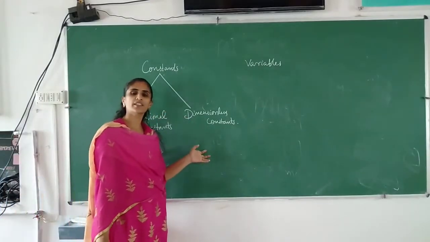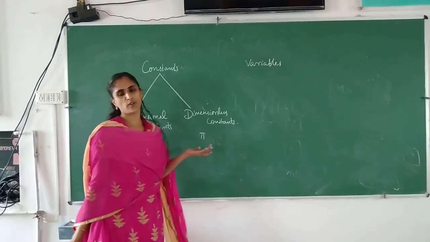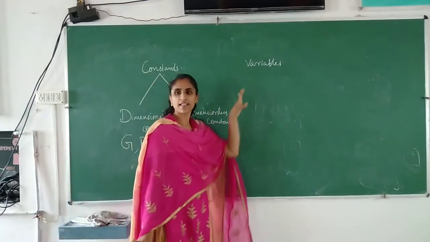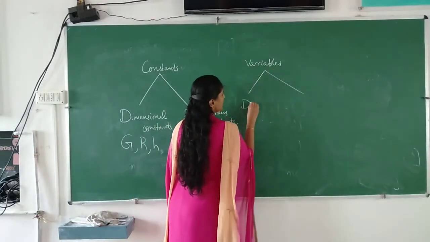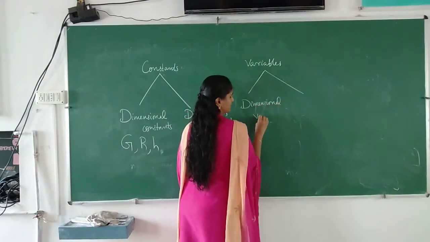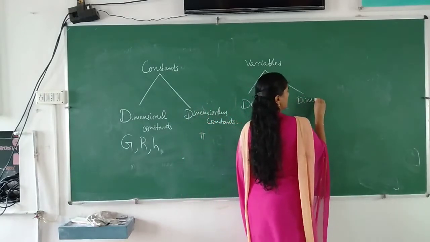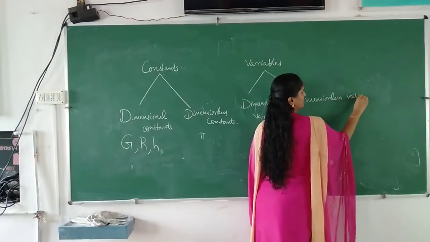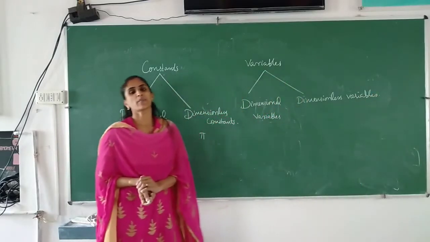And a dimensionless constant means value will be constant and it has no dimension. For example, pi has no dimension. Okay, clear? Then variables. We can classify variables also like this only: dimensional variables and dimensionless variables.